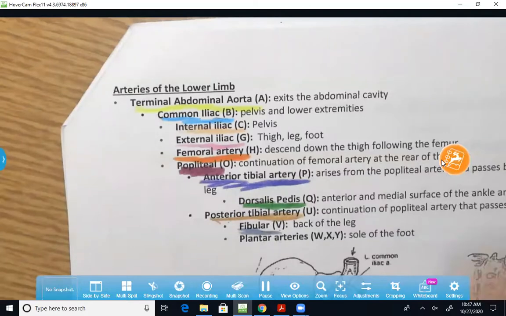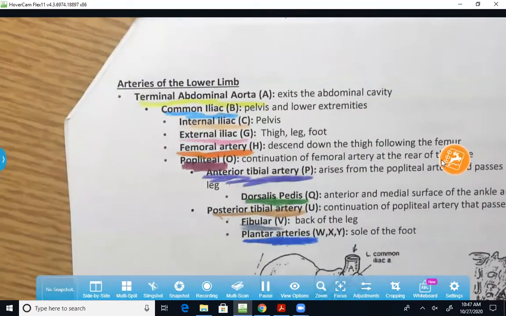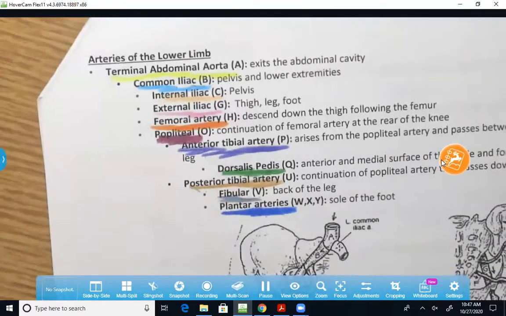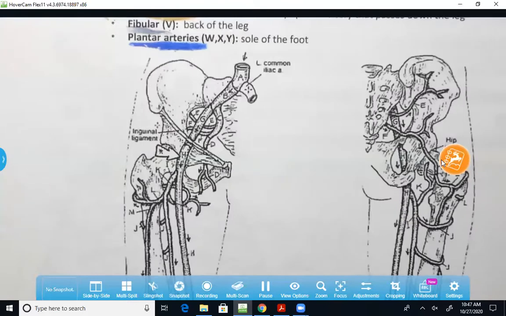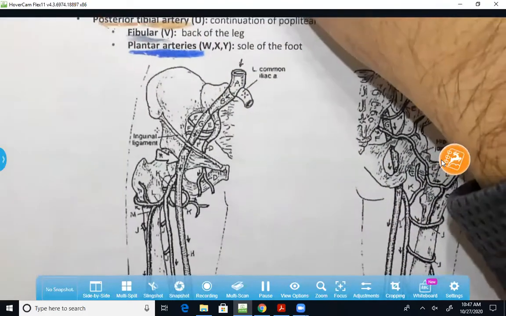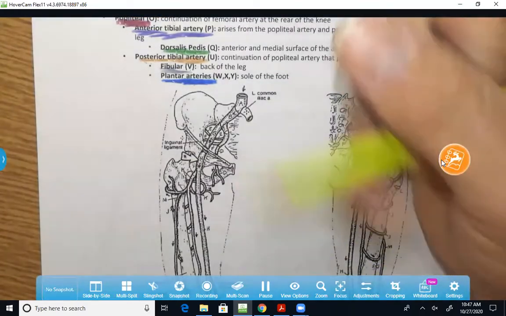It's a good dark blue. All right. Terminal abdominal aorta. You know, it's not actually terminal abdominal aorta in the name. It's just the terminal end of the aorta.